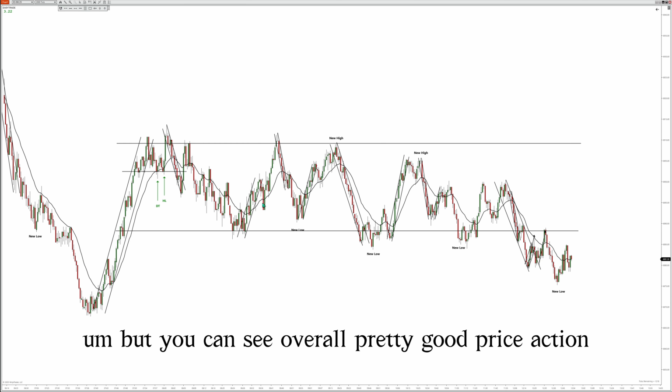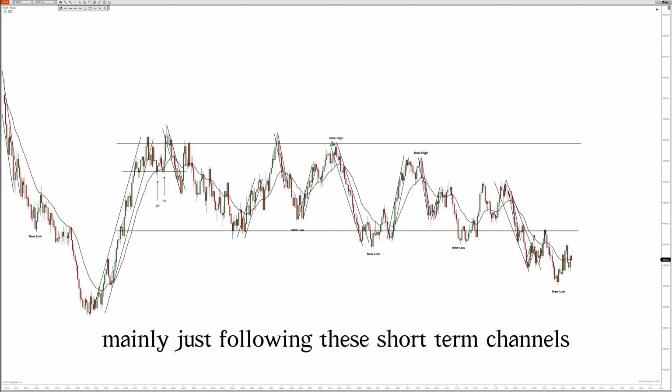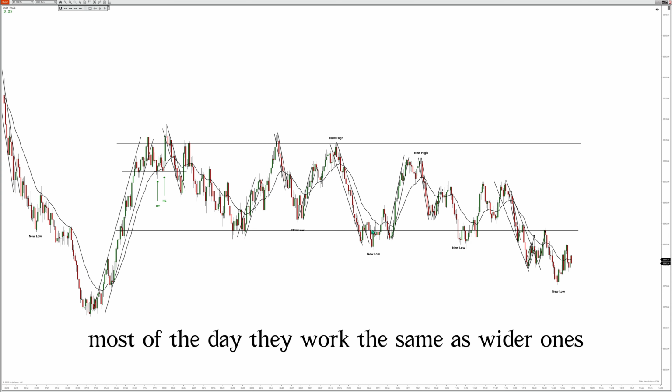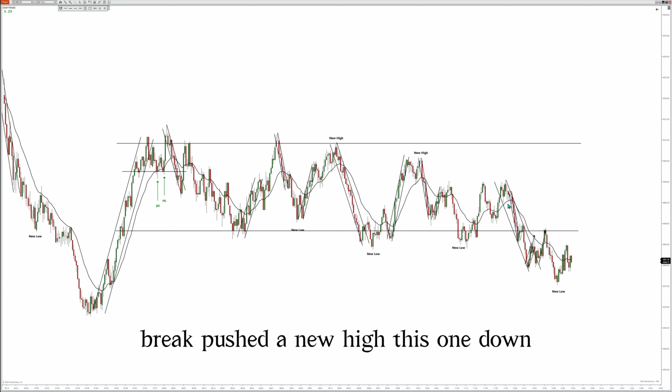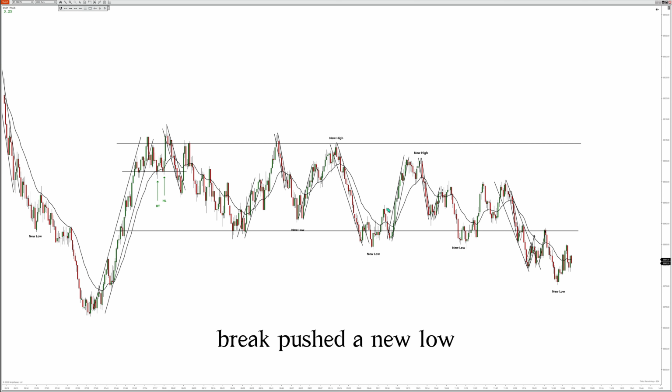But you can see overall pretty good price action, mainly just following these short-term channels most of the day. They work the same as wider ones: break, push to new low. This one up, break, push to new high. This one down, break, push to new low. That's what you're looking for. Clean price action overall today.